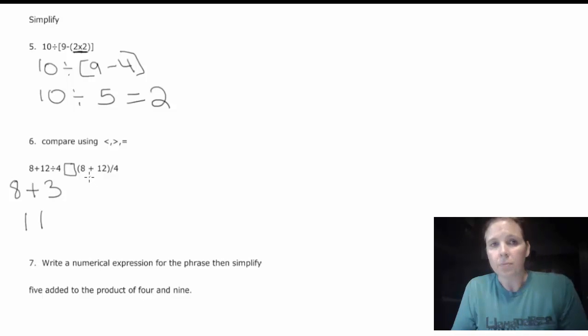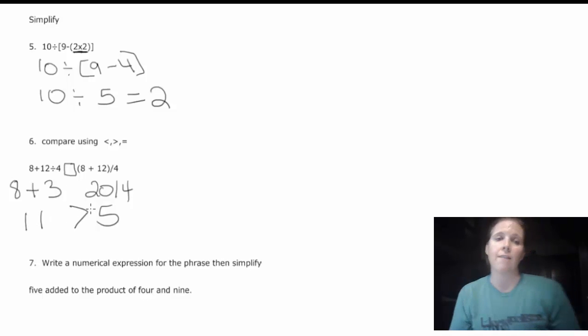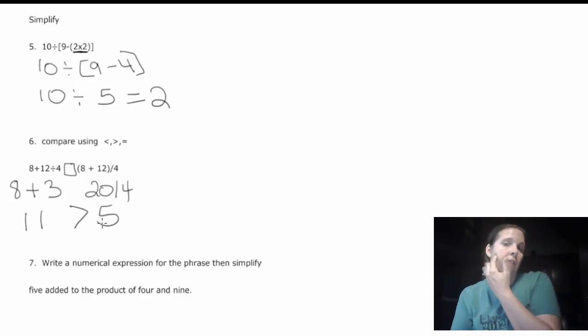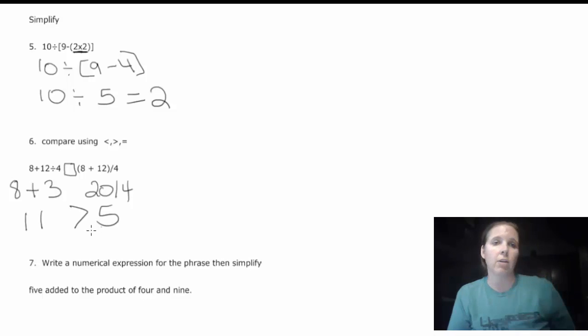Here, I show the division differently. It's still a division sign. I'm just showing that you could do it in different ways here. So 8 plus 12, and then divided by 4. Okay, so 20 divided by 4, which is 5. So it's actually the 11 is greater. 11 is greater than 5. Remember, the alligator eats the bigger number. 11 is greater than 5.